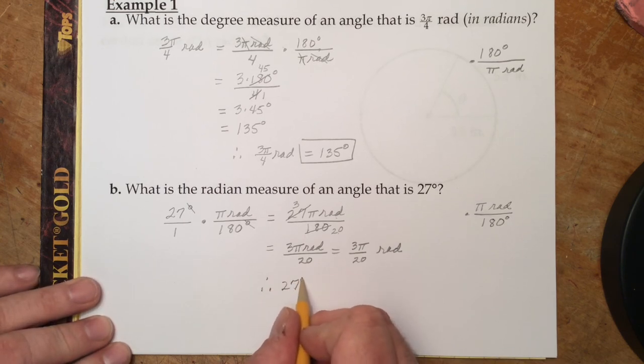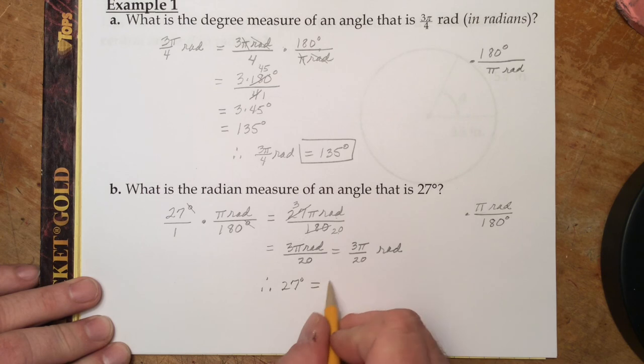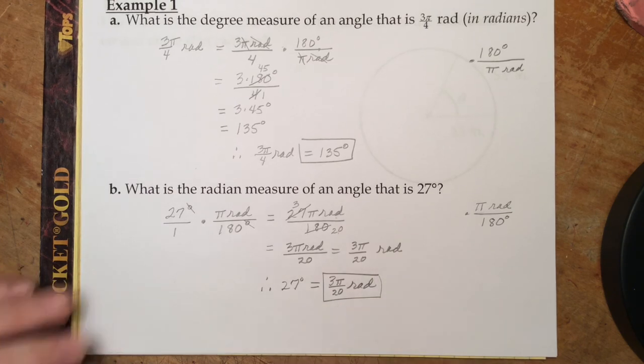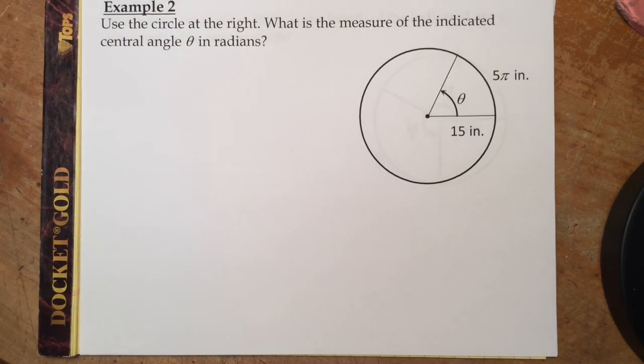So 27 degrees is the same as 3 pi over 20 radians, moving from degrees to radians. Example 2. Use the circle at the right. What is the measure of the indicated central angle theta in radians?